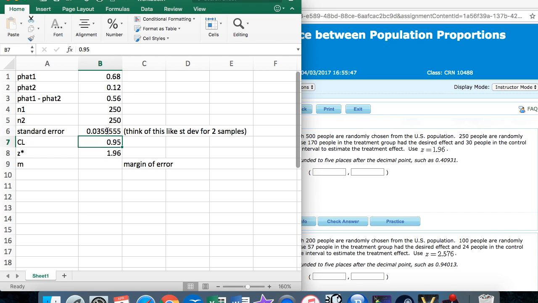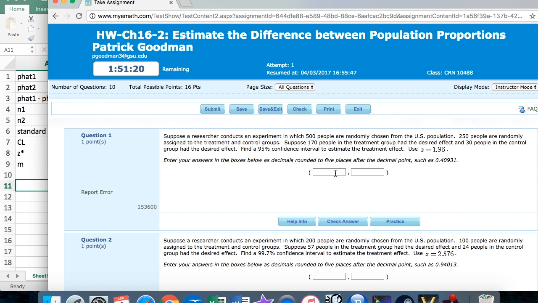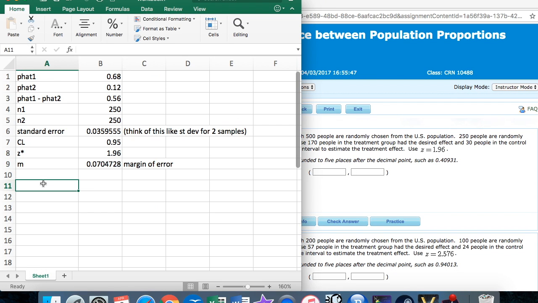Okay? Confidence level is 95%. My Z star, remember that special Z score, is this. How do you guys remember how to find your margin of error? You take your special Z star times your standard deviation, or in this case, the standard error. Okay? And there we go. So it's about 7%. So now we need to find a lower bound and an upper bound, right?